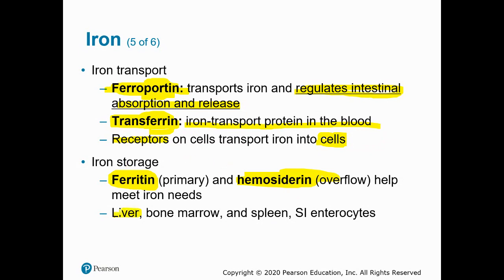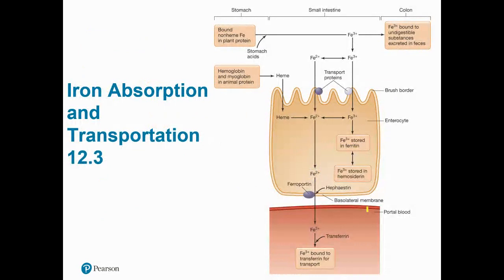And we store iron primarily in the liver. We can store a little bit in the bone marrow, the spleen, and also in those enterocytes in the small intestine. Okay, so here's the visual. It's figure 12.3. So this kind of summarizes a lot of everything we've just talked about.